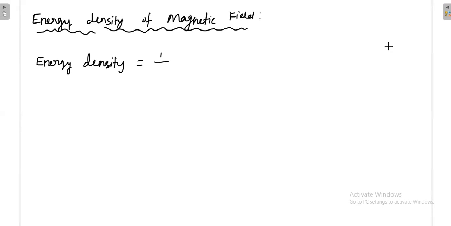Yesterday we saw the energy density due to the electric field, 1 by 2 epsilon E square. If you remember that, you can directly write mu instead of epsilon, and H instead of E. How can you modify this? You can write 1 by 2 B dot H, because H can be replaced by B by mu. So 1 by 2 B square divided by mu.